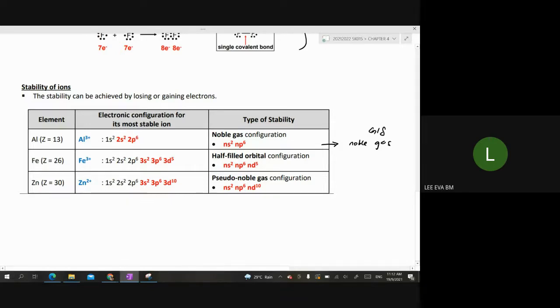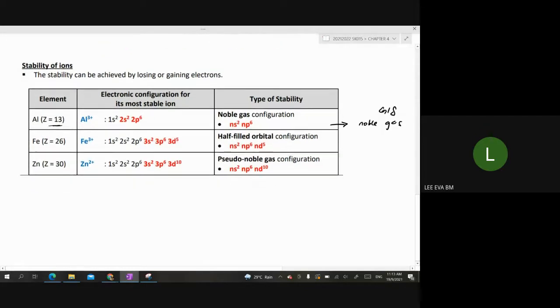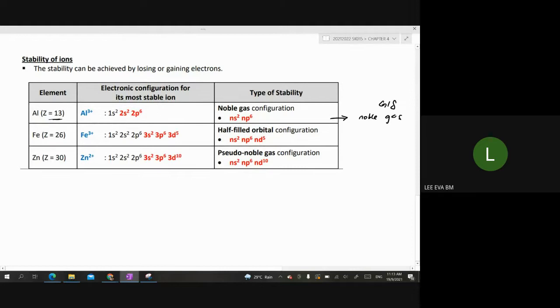So for example, in this case, we use aluminium, proton number 13. In order to produce Al3+, we are losing 3 electrons. After releasing these 3 electrons, we achieve ns2 and np6, looking like the noble gas configuration, which is similar to our neon.